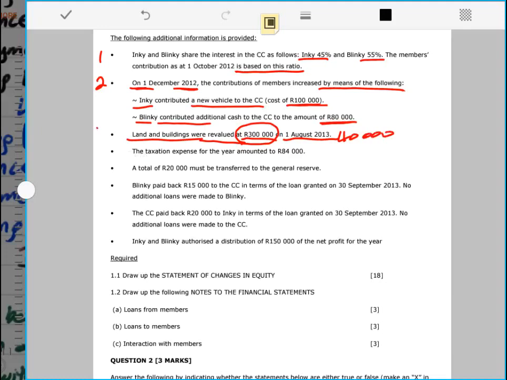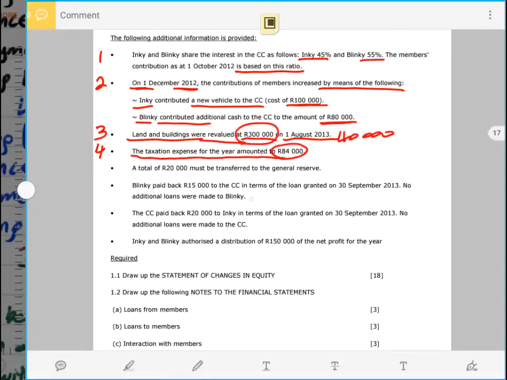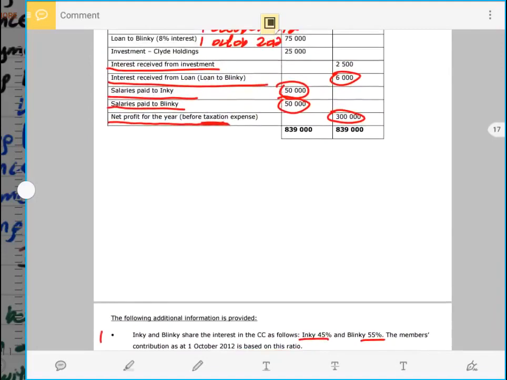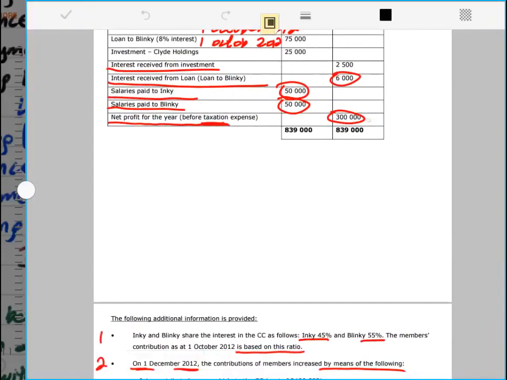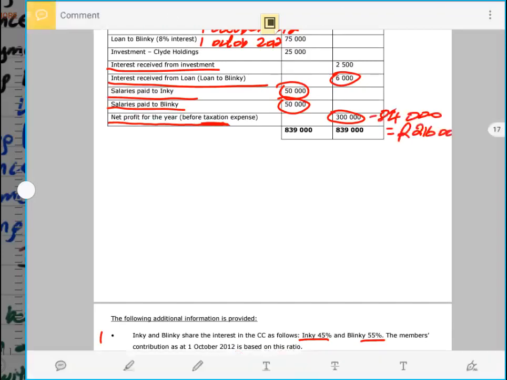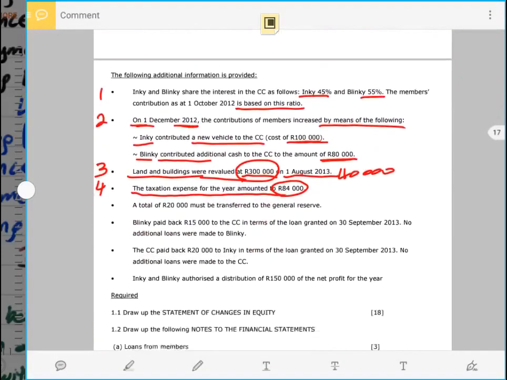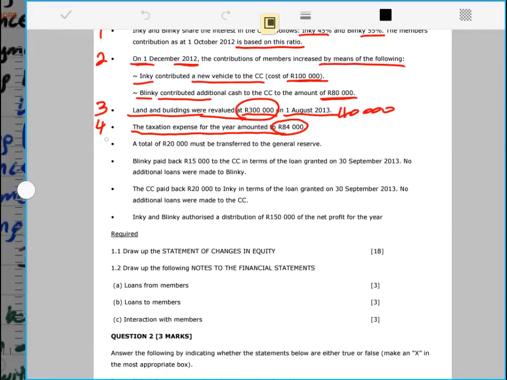Taxation expense, that was number 3. Bullet point number 4 says taxation expense for the year amounted to 84,000 rands. It means the profit that we have seen in the trial balance of 300,000 rands, we have to subtract 84,000 rands so that we get to the profit after tax, and the profit after tax will give you 216,000 rands after you have deducted the taxation expense, which is bullet point number 4.